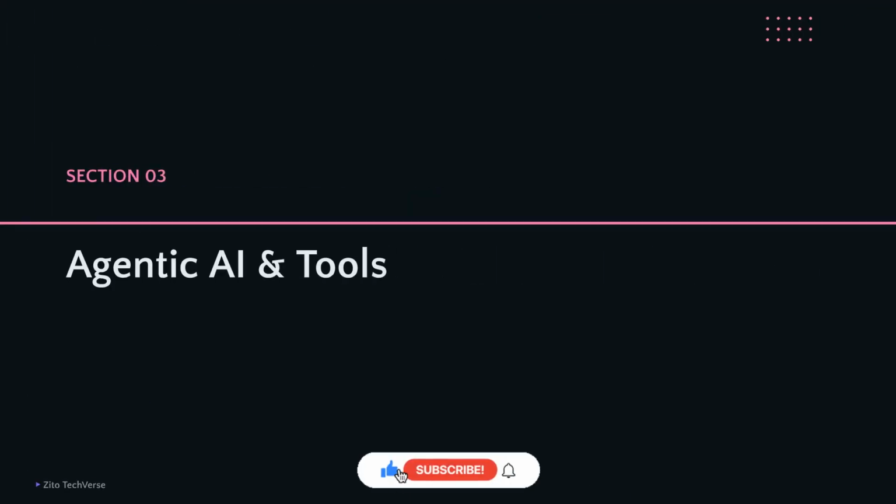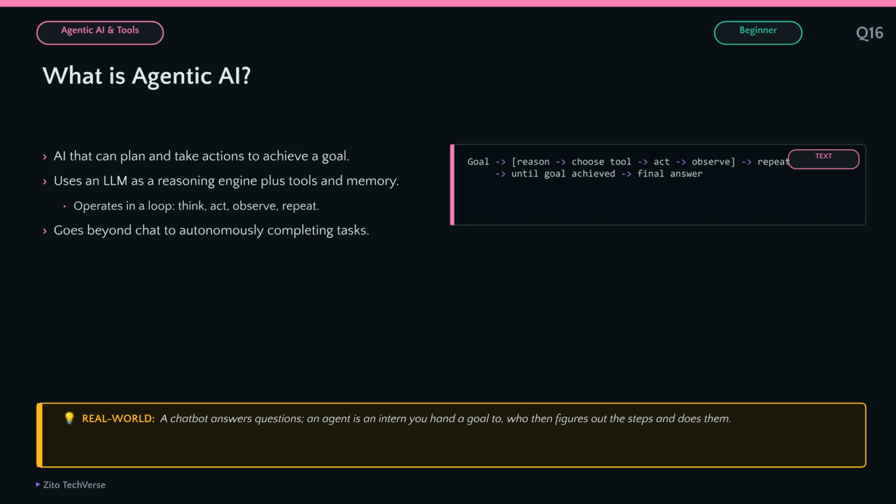Section 3. Agentic AI and tools. We move from answering questions to getting things done. Question 16. What is agentic AI? Unlike a standard chatbot, an AI agent can autonomously plan and execute actions to achieve a goal. It operates in a loop, thinking, acting, and observing the results until the task is complete.